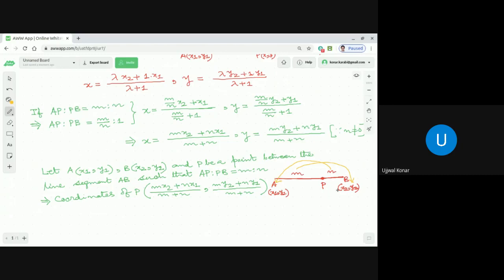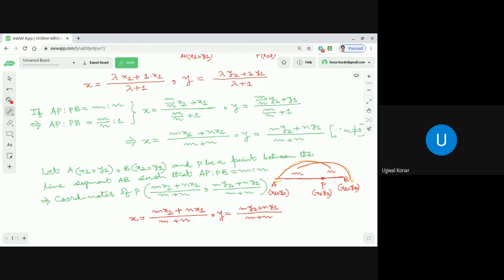That means the coordinate of the point P, we are writing as x comma y. So what will be x? We are going to write m into x2, because from m we point to B. Plus n, when you take n, then we point to the coordinate of A: m into x2 plus n into x1 divided by m plus n. And y is equal to, in the same manner, m into y2 plus n into y1 divided by m plus n.